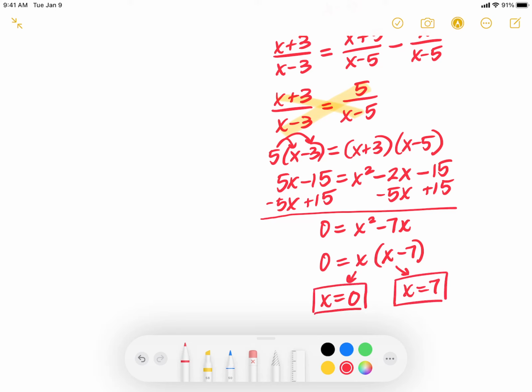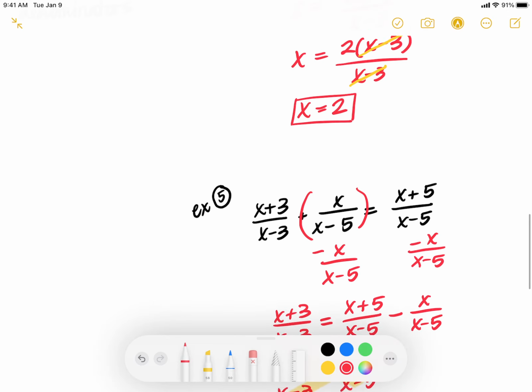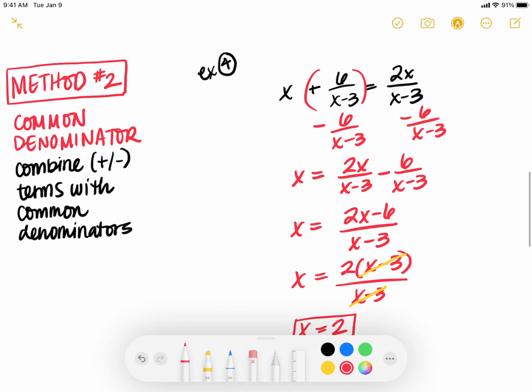There is one more example for you to try in the task. Again, let's go back to what this method involves. It's looking for two terms that already have a common denominator and combining them, adding them, subtracting them, getting them to the same side of the equation to drastically simplify what we're doing. Good luck, guys.